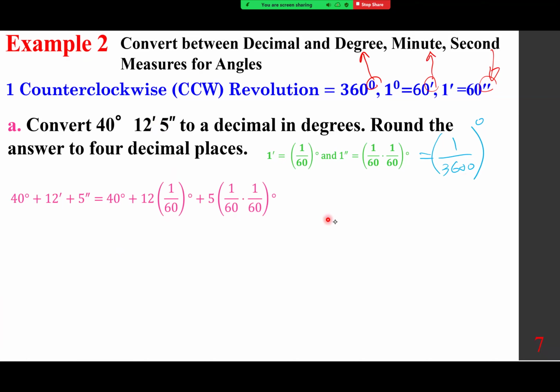You put this into a calculator. This is 0.2, and this is this number. Roughly, we want 4 decimals. That's our answer. So this is the conversion method.